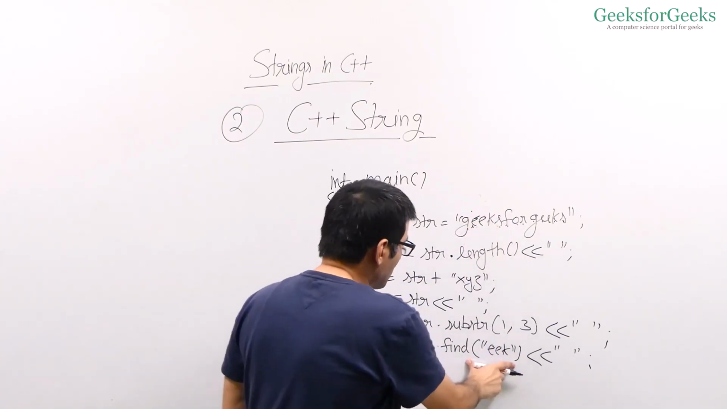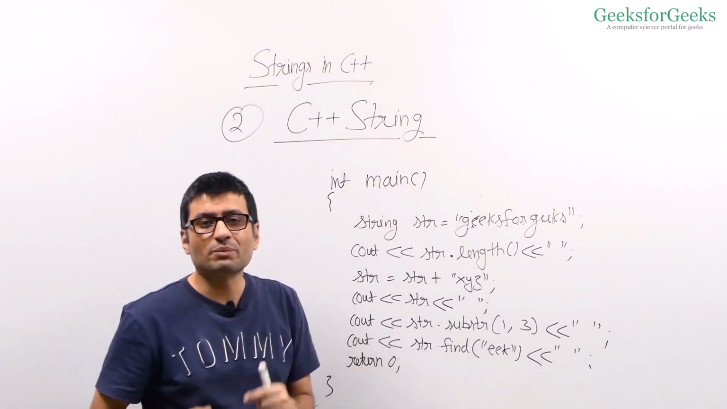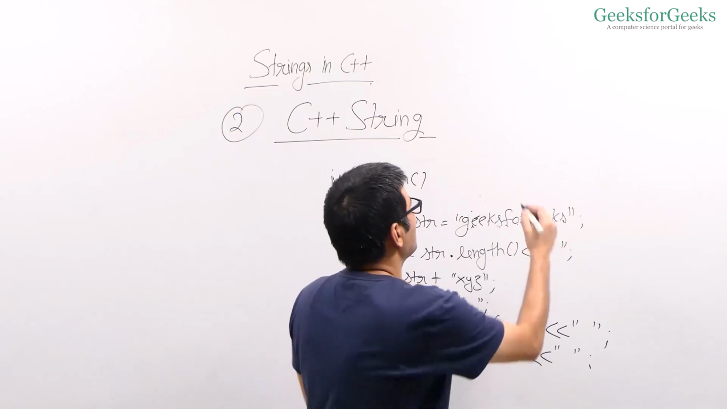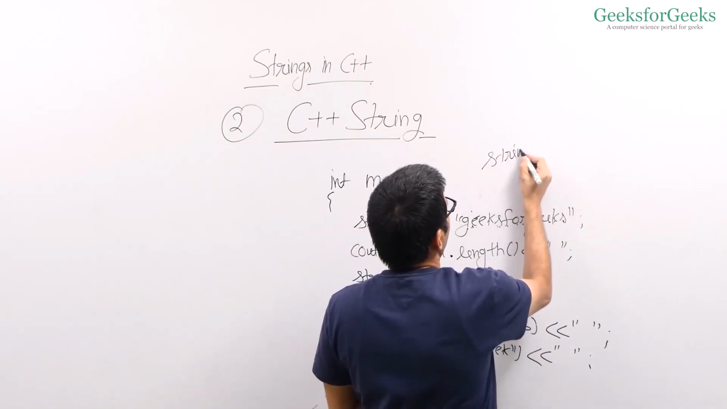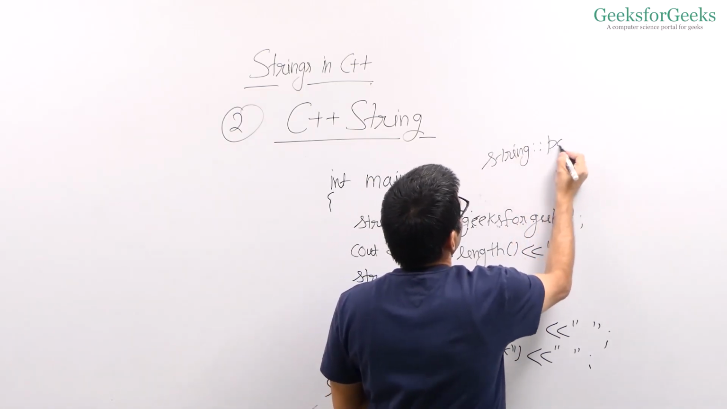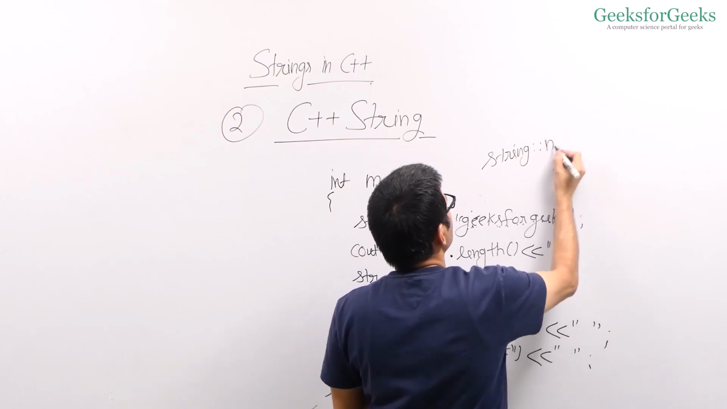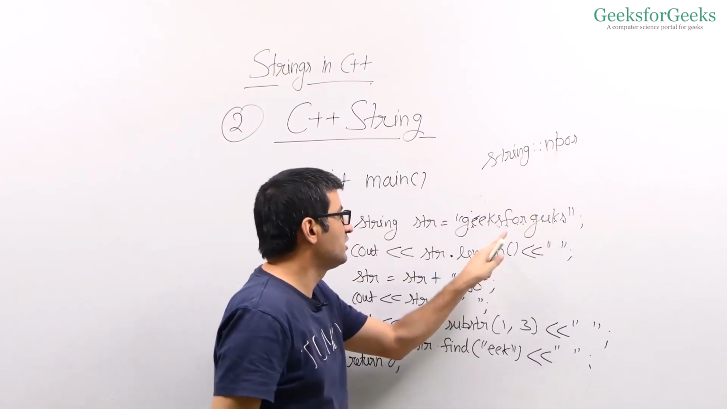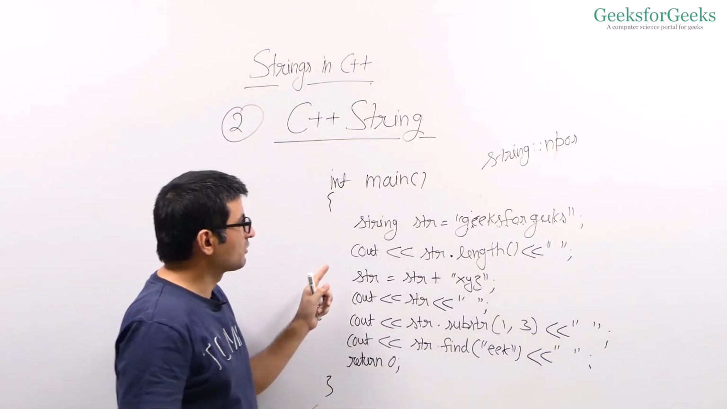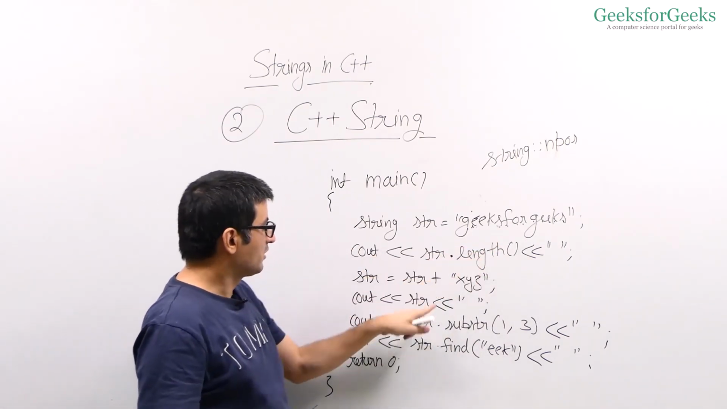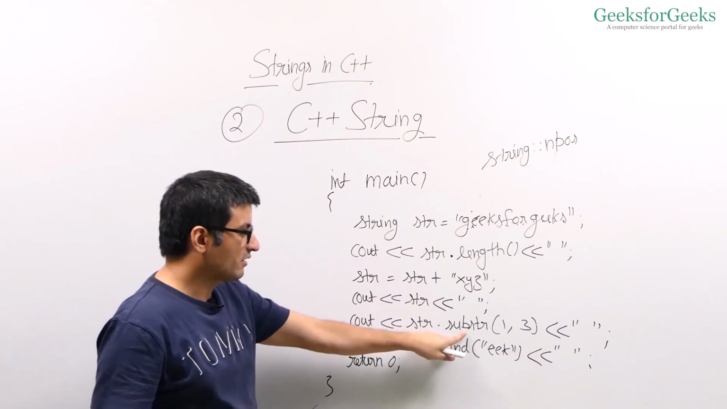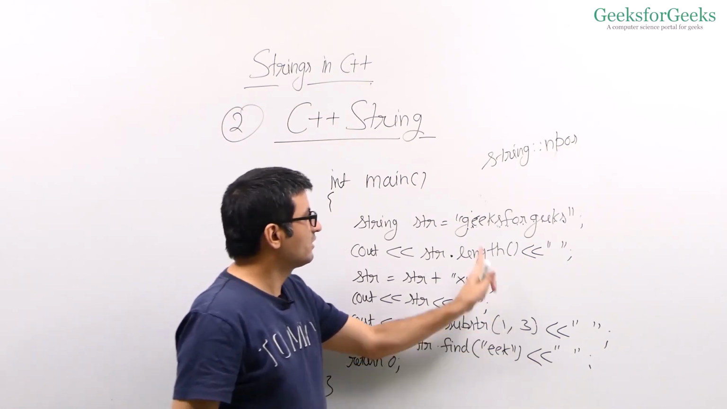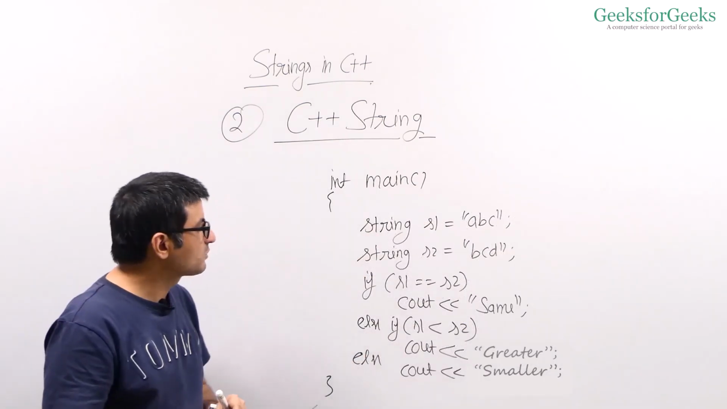So the output of find will be 1 here. What if this string is not present? Then the find function returns a special constant called string::npos, which is used to indicate no position found for this string in the given string. So the output of this program is 13, then geeks for geeks xyz, then EEK, then 1, the index of EEK in this string. Let us take a look at this program.